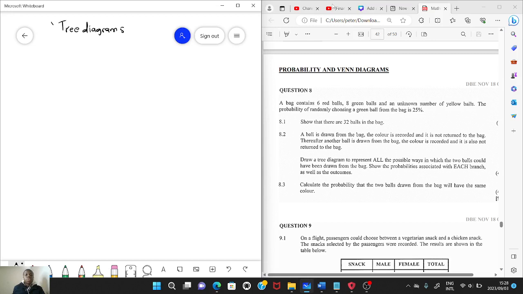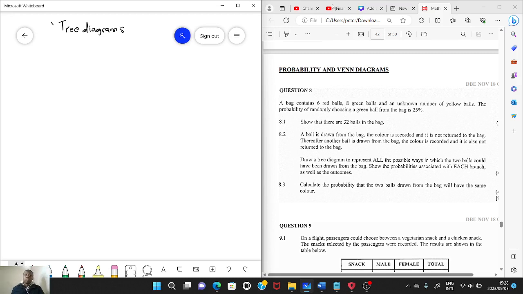Remember from the previous lessons I mentioned that at grade 12 level or grade 11 level, only one of these will be there in your exam or test. It's either a tree diagram, a Venn diagram, or a contingency table.